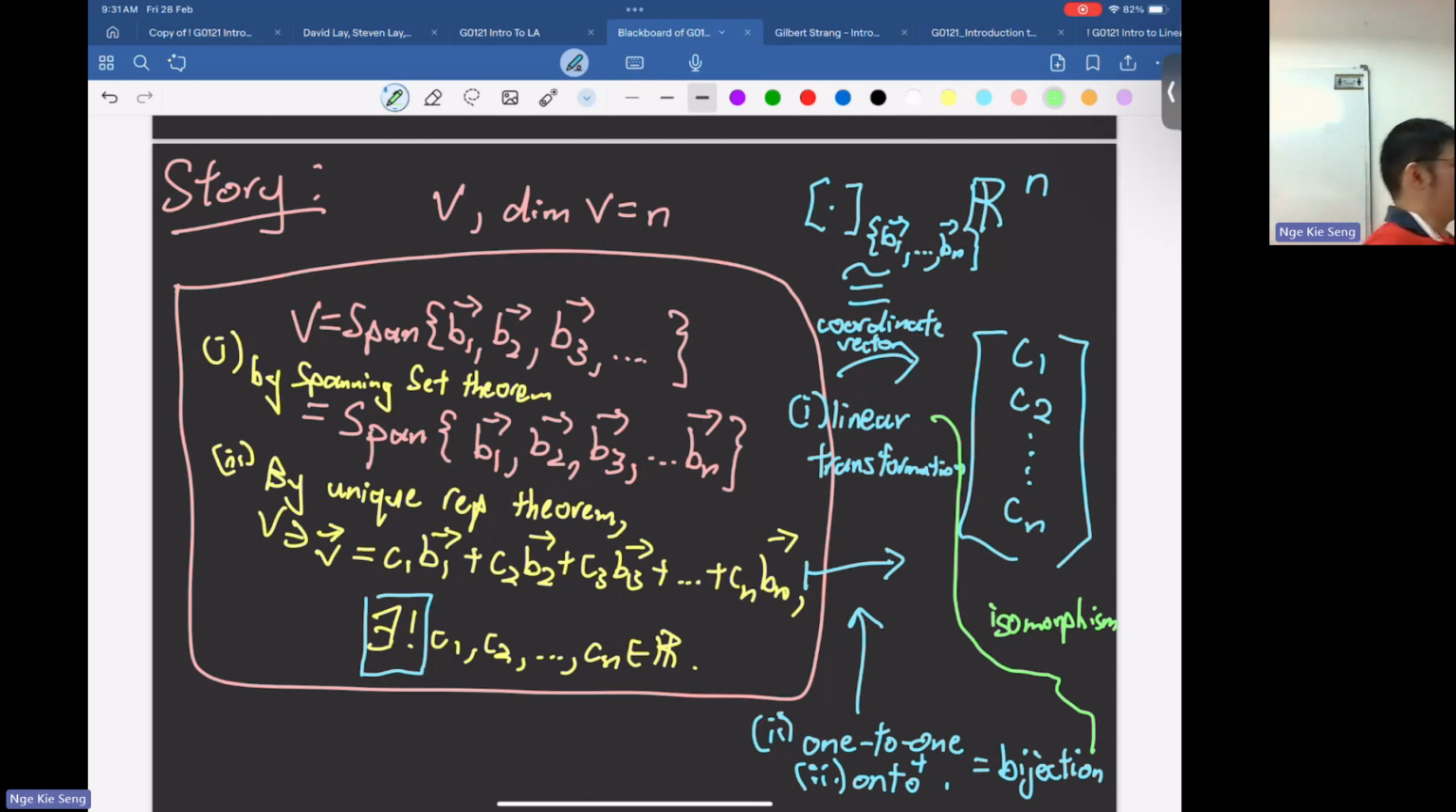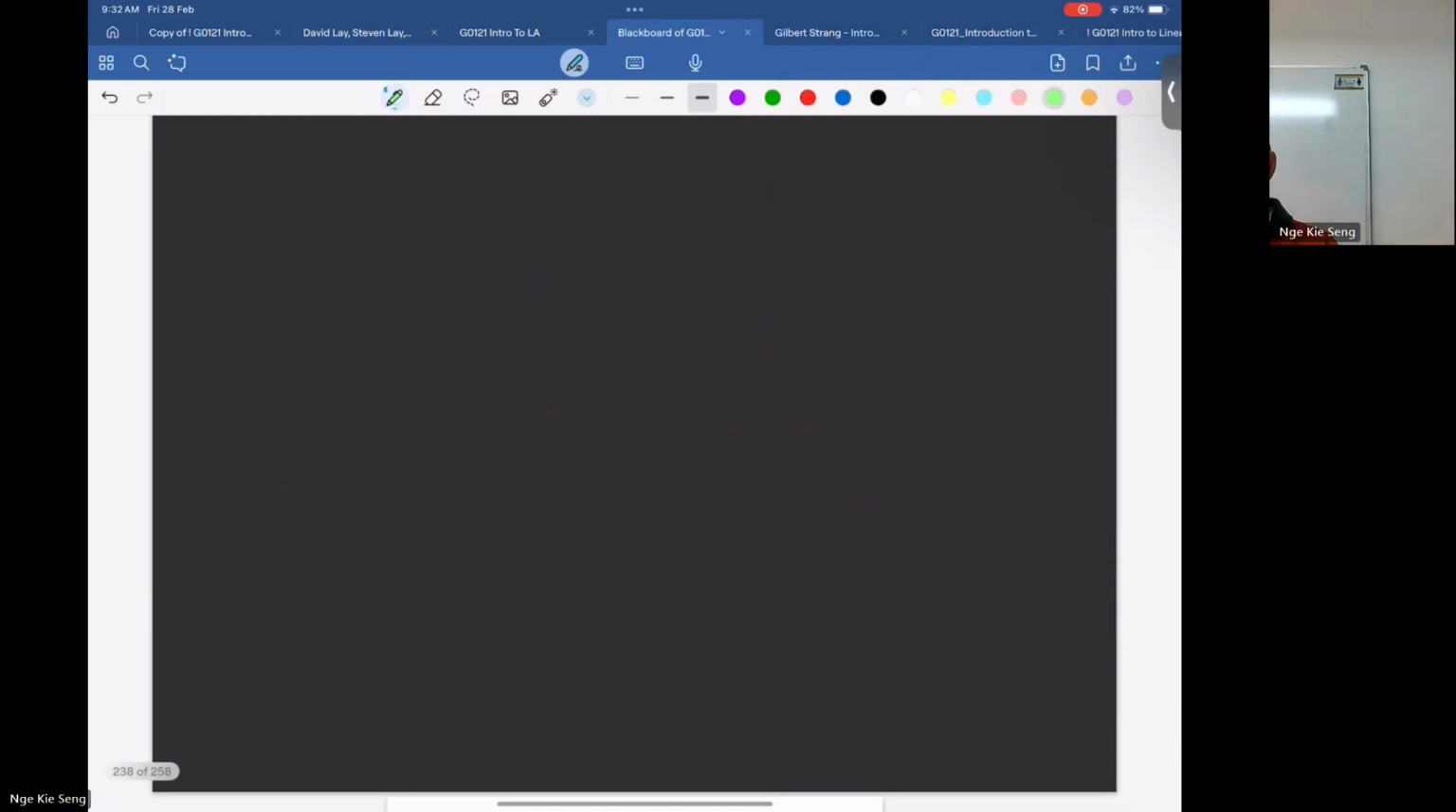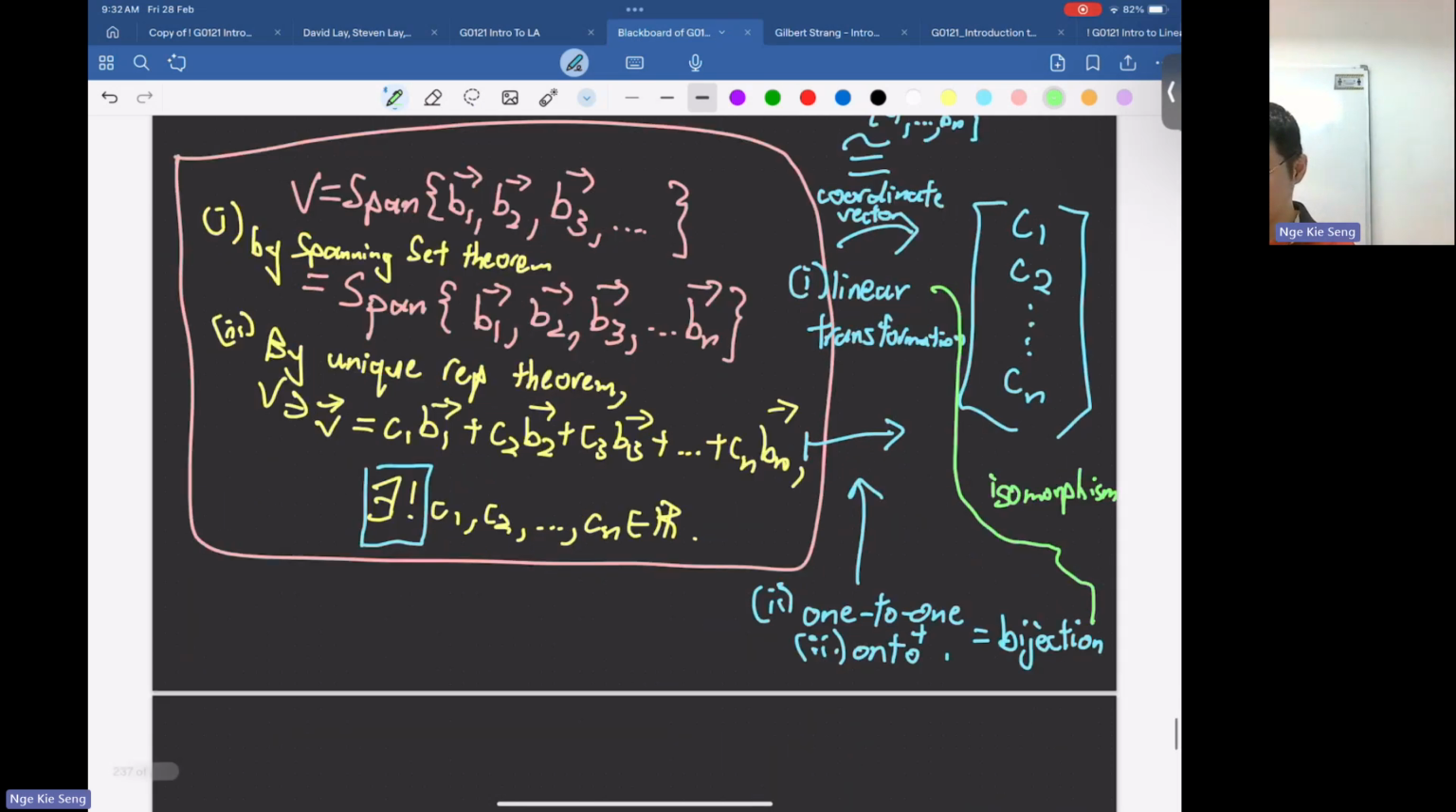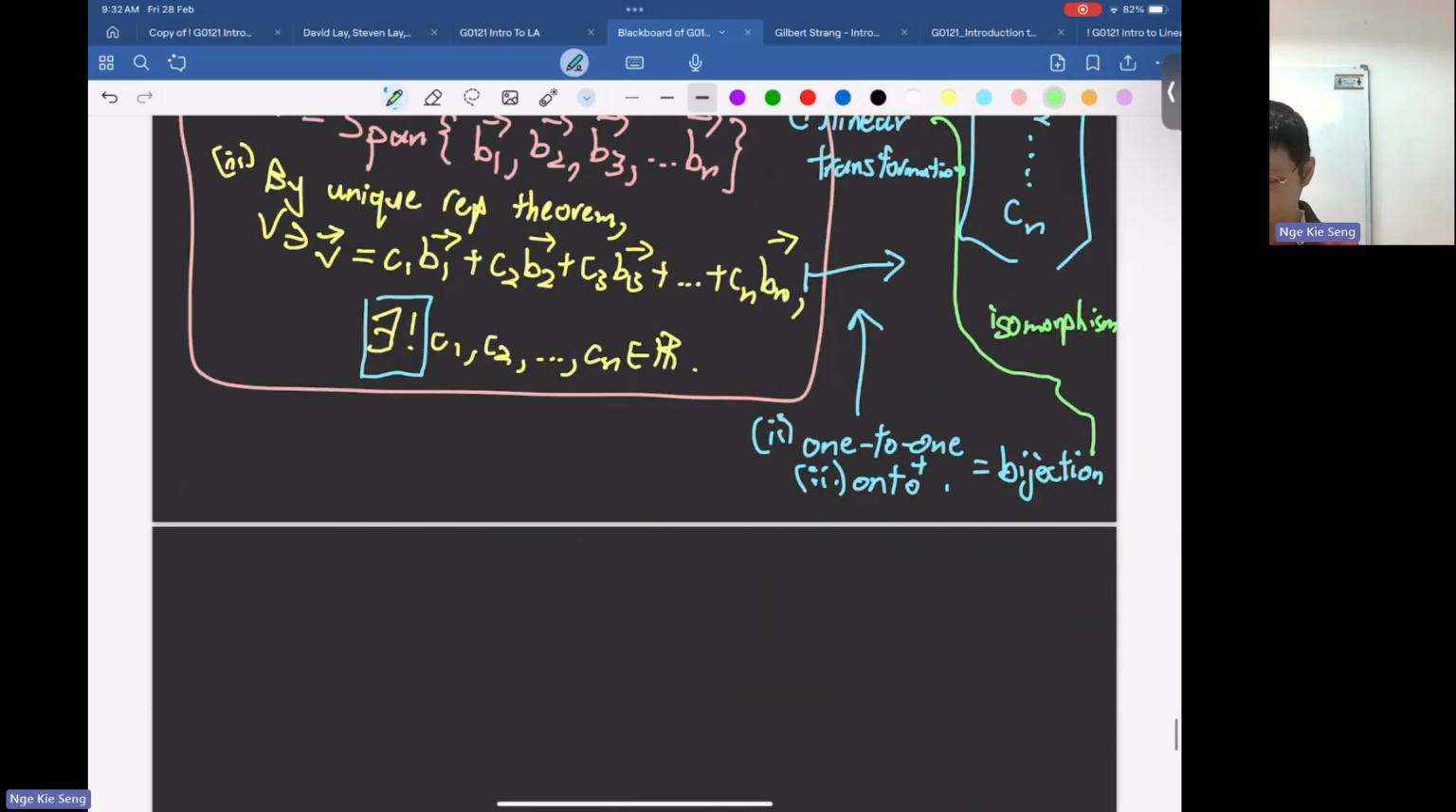Okay, so a moral about this isomorphism is that whatever computation you want to do on the right hand side, you can do on the left hand side. So you can go back and forth. Let me show you an example. Last time I didn't stress on this, but I think today you are a bit more prepared. So let's do some examples.